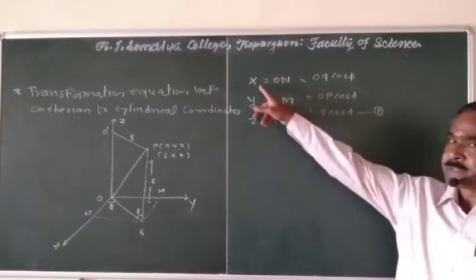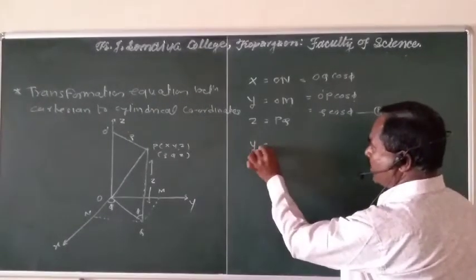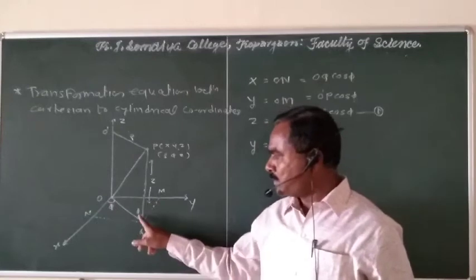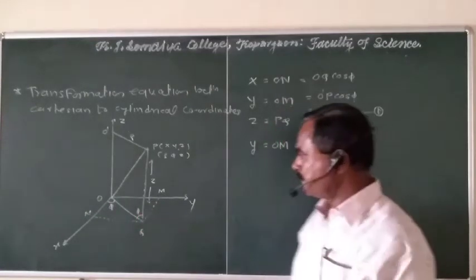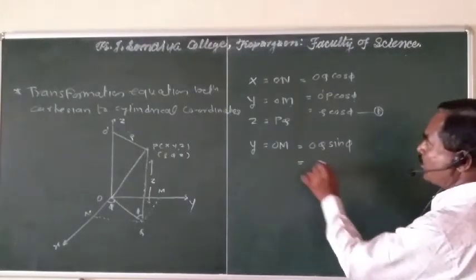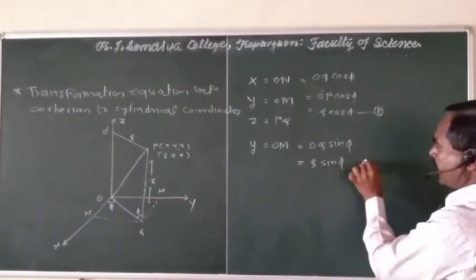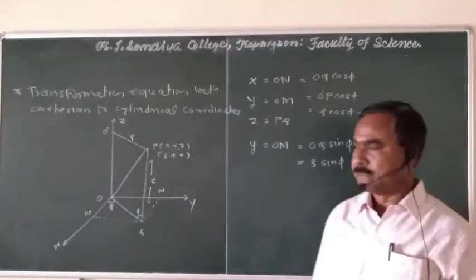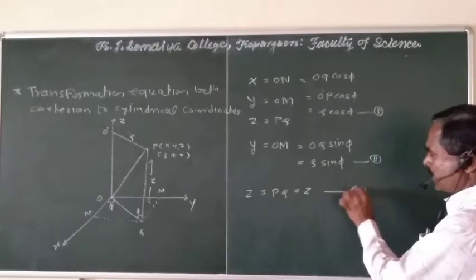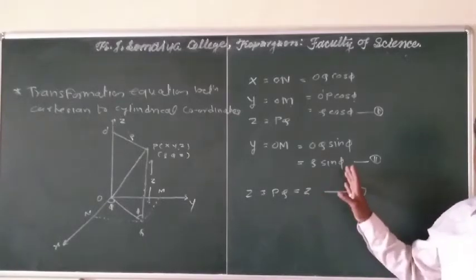This is the x coordinate related to cylindrical coordinate. Then we take y equal to OM. So we have to calculate here OM, and we take side this OQ. So angle is here. So this is the sine. So write this OQ sine phi. Again, we substitute OQ as O dash P, and that is equal to rho. So write directly rho sine phi. Equation second. Then last is Z equal to PQ, that is equal to Z. This is the third. So equation first, second and third are the transformation equation between Cartesian to cylindrical.